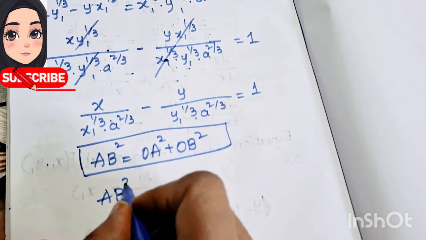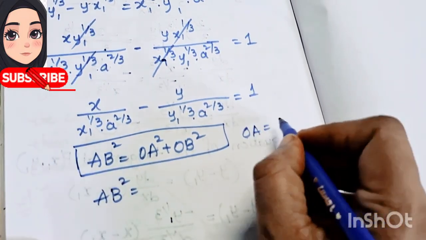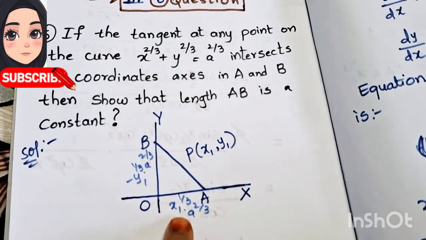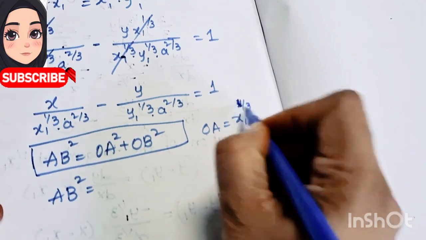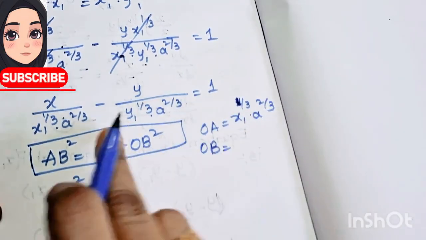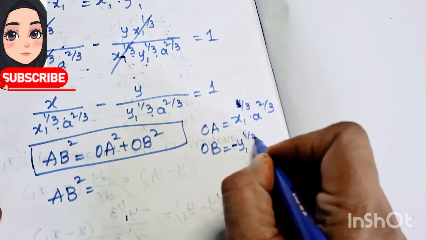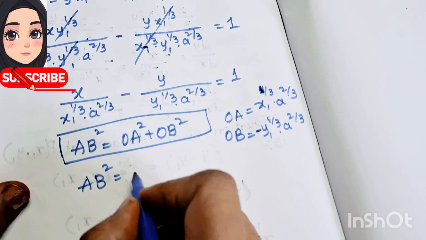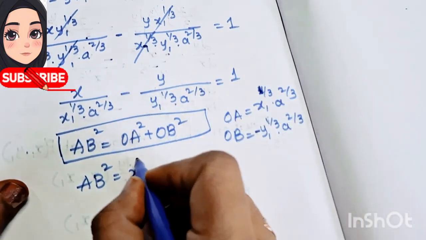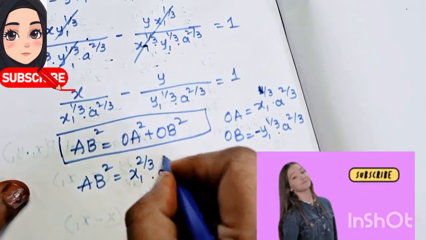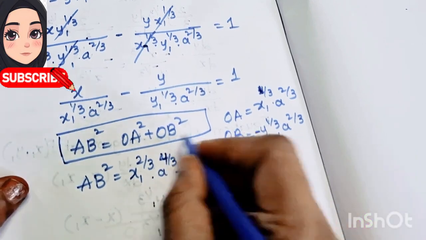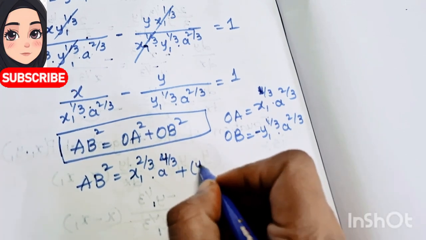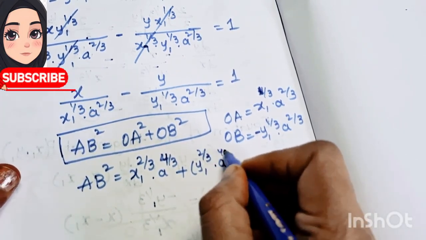So AB square is equal to OA square plus OB square. How much do we have? OA is x1^(1/3) into a^(2/3), and OB we have taken this term, y1^(1/3) into a^(2/3). So now we have to square these two terms. OA square, OA means x1^(2/3) into a^(4/3), plus OB square, minus becomes positive, y1^(2/3) into a^(4/3).